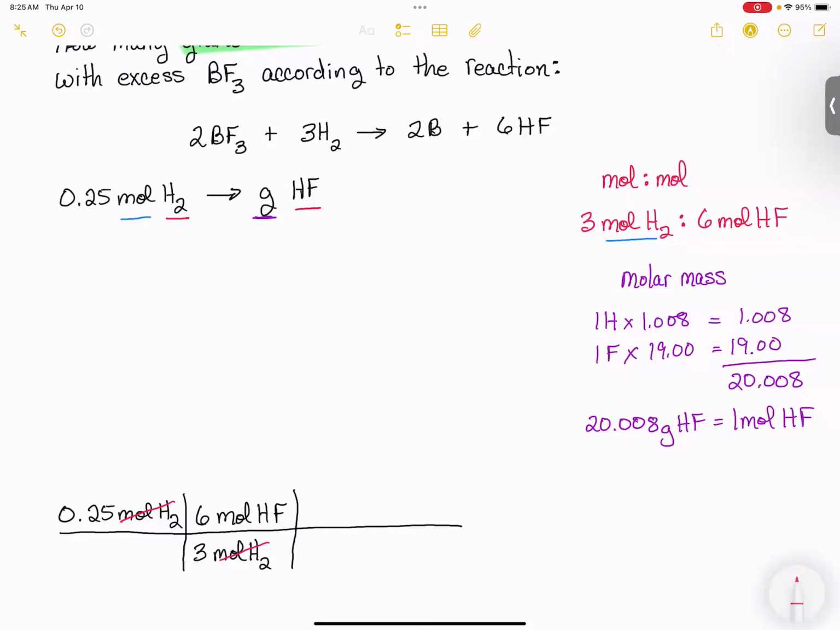Well, I have the correct substance, but I need grams. So my next conversion factor is going to contain the molar mass. I'm going to place the mole portion in the denominator with the mass portion in the numerator.